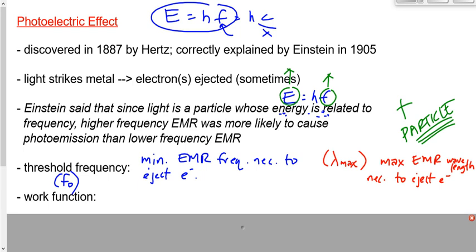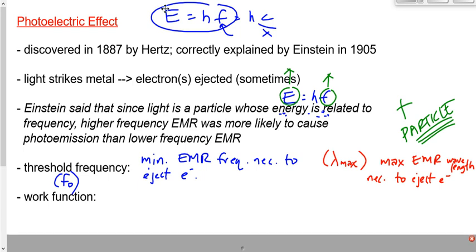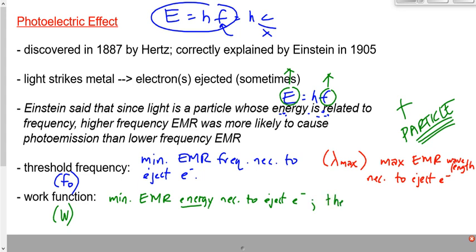Another term called the work function. The work function is given by the symbol W. It is the minimum EMR energy necessary to eject an electron. Now, that corresponds to the energy used up in ejecting an electron.